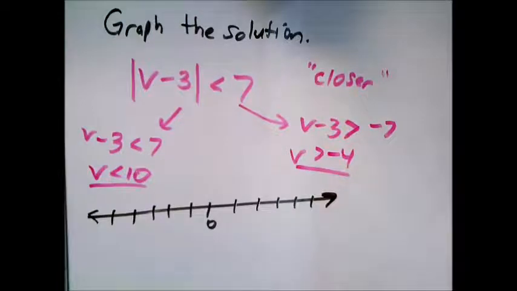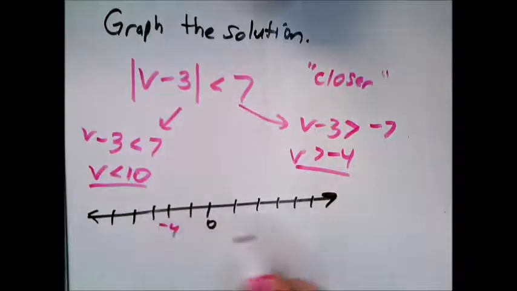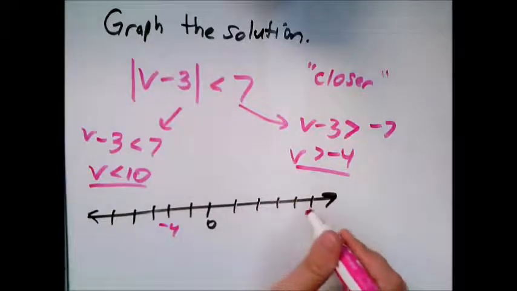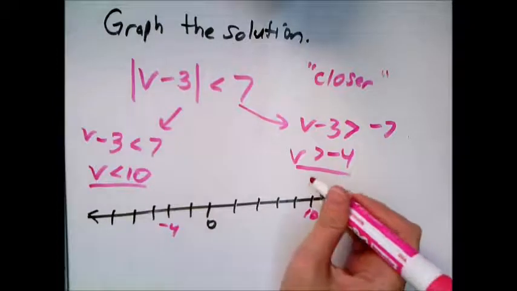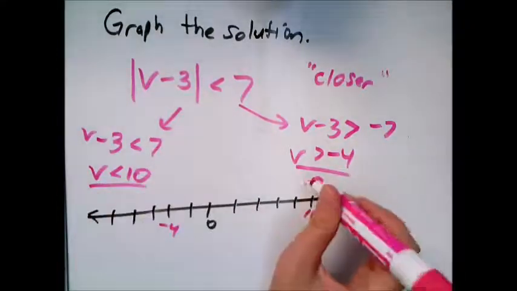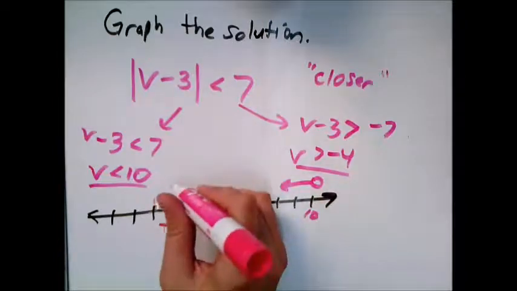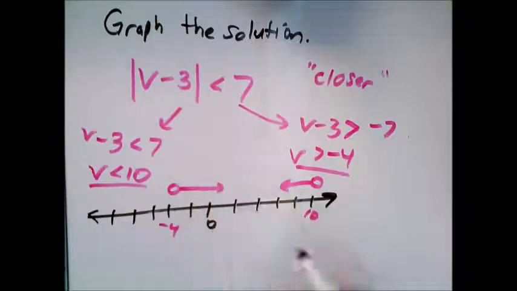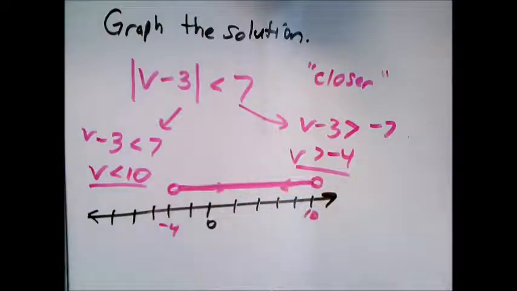All right, so here's where the closer part will come in. Say this is negative 4, and this is 10. I need to be less than 10, not including 10, because it's not less than or equal to, so an open circle. And I have to be greater than negative 4. See how that ends up being everything that's in between 10 and negative 4? So I'm closer than a certain amount of units to something. All right, so let's try another one.